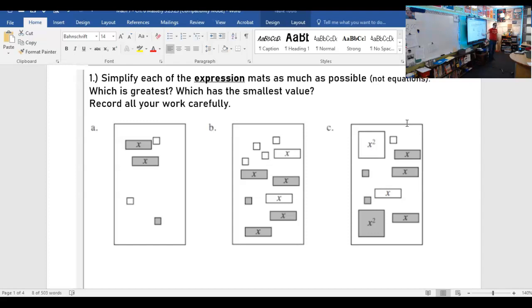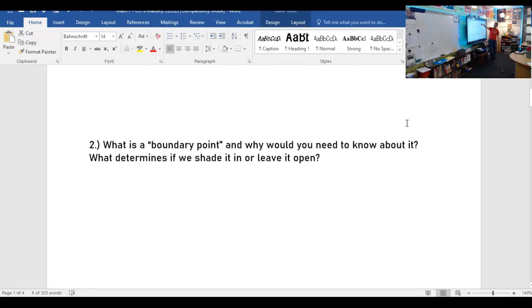In B, separately, make zeros, what are you left with? In C, make zeros, what are you left with? And then, which of these mats has the biggest value? Which of these mats has the smallest value? And record, circle things, slash things out, show me what you did.